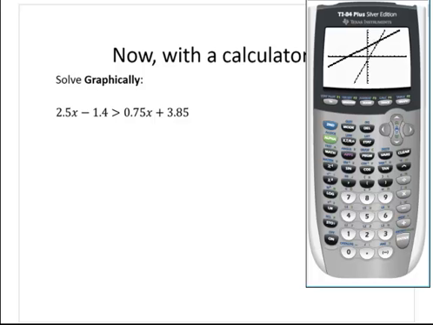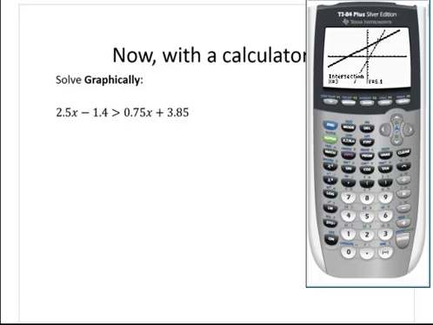Now let's calculate that point of intersection. Hopefully you've seen how to do this somewhere in the past, but if not, we can calculate the point of intersection by hitting second, and the trace key brings up our calc menu, and we choose the fifth option, the intersect command. Move left or right as necessary. I'm going to move right. I want to get close to the point of intersection, and hit enter 3 times. And so there's the point of intersection.